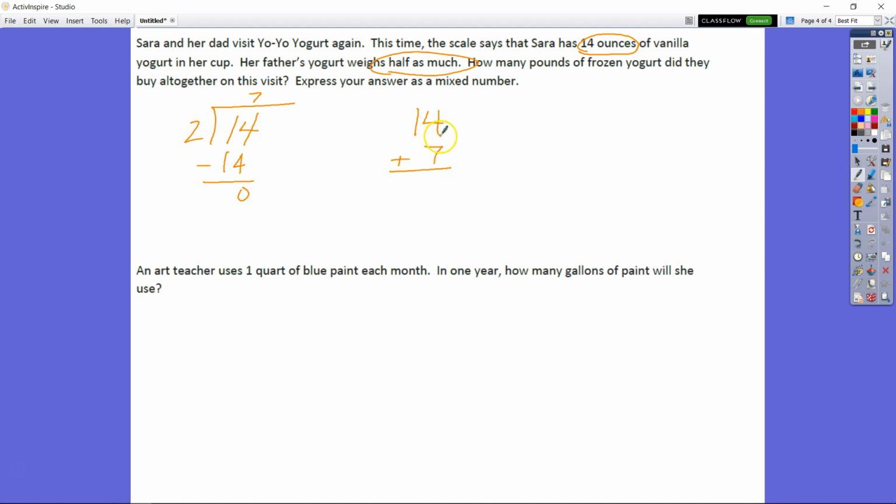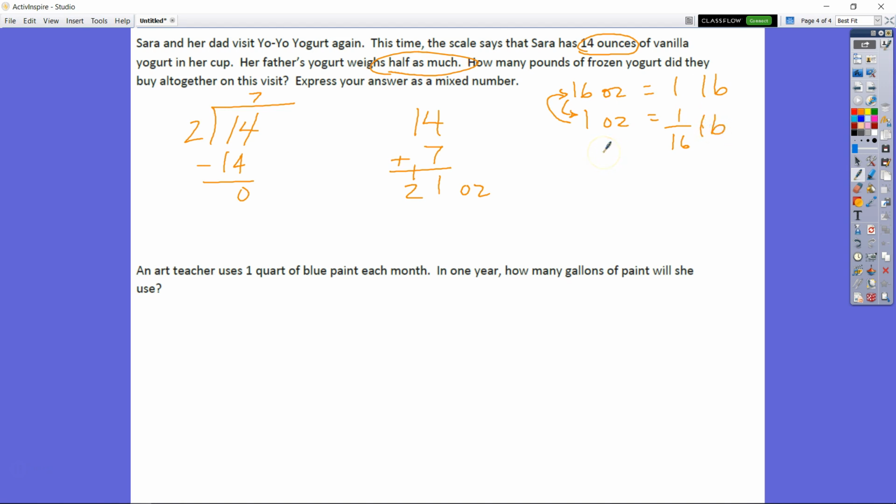We add those together: 7, 8, 9, 10, 11. Have to regroup. 10 plus 10 is 2 tens. We have 21 ounces in all. So it says how many pounds of yogurt did we have? So we know that 16 ounces equals 1 pound. So 1 ounce is going to be equal to 1/16. Remember we said if you look at it, the 1 is going up top and the 16 is coming down the bottom, as long as you're setting it up this way. All right, so it's 1/16 of a pound.